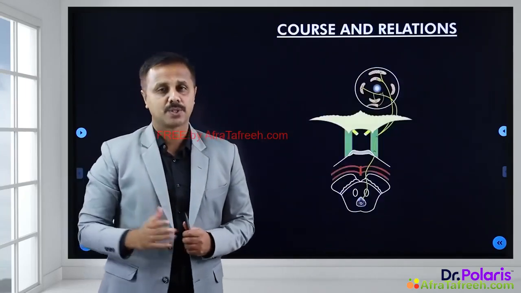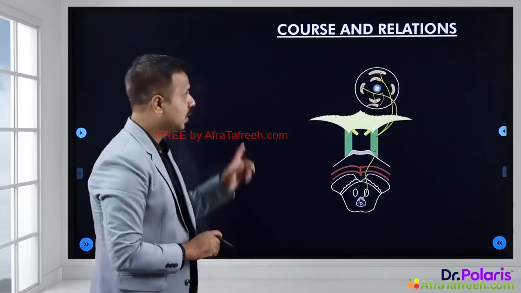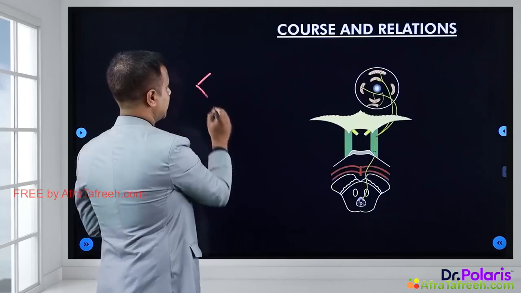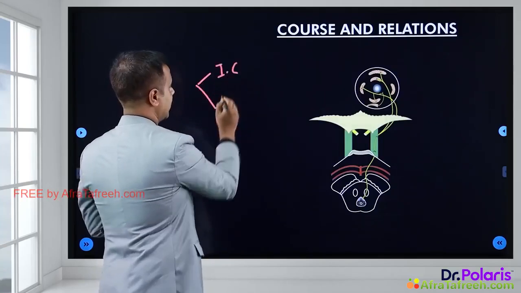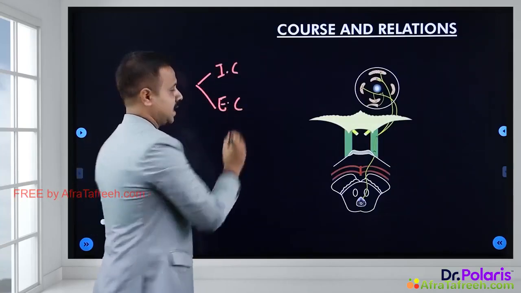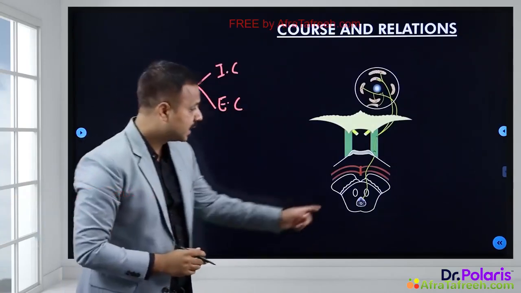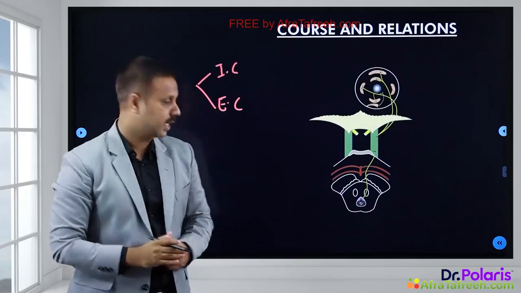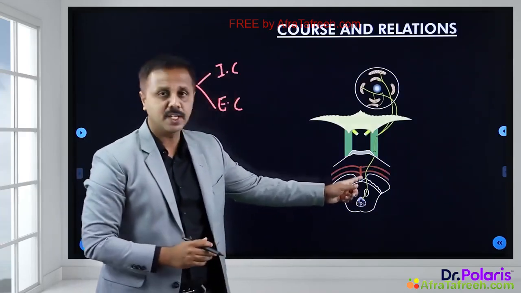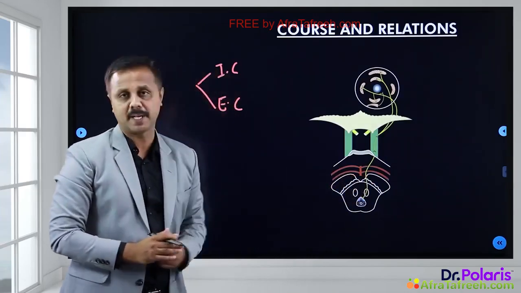What about its course and relations? Remember, the course and relations we can always discuss under two headings. What are they? Intracranial and extracranial. The intracranial course of the oculomotor nerve begins from its origin at the ventral aspect of the brainstem.